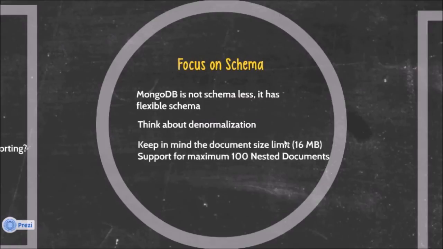Keep in mind that although MongoDB is schema-less, there is a limit for how much data you can put into a document. You can only put 16 megabytes in a document with the current version of MongoDB. And another thing is, you cannot have 100 nested documents inside one document.